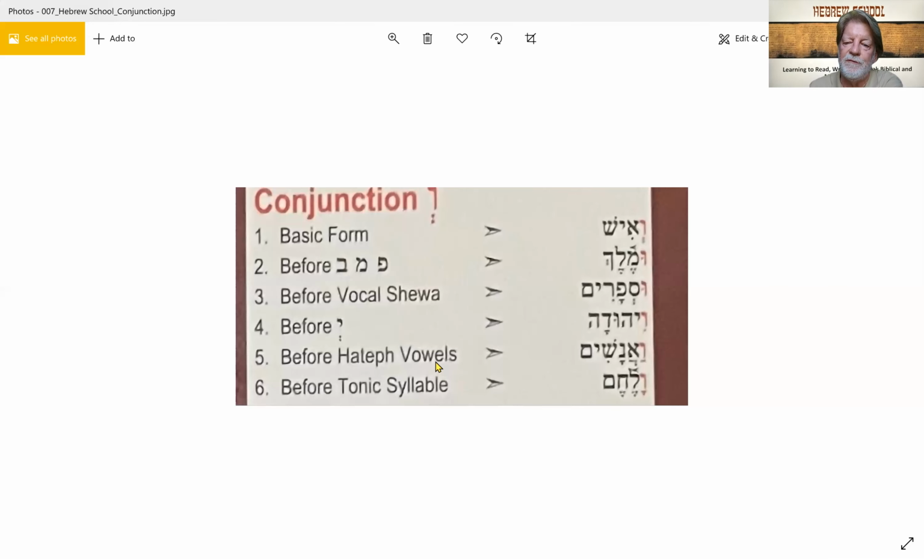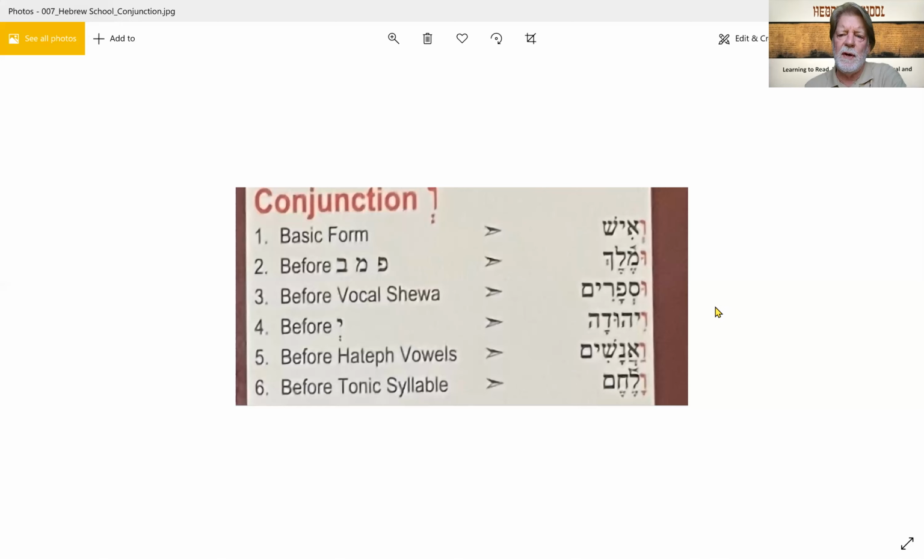Before Hatef vowels, which I think are these kind of combination vowels of a shva and either a patach or a kametz or even a segol, like we have here, then the shva underneath the vav turns into a patach. And before a tonic syllable, which I don't really know exactly what a tonic syllable is, but an example is the double segol in the word lechem, which is the Hebrew word for bread. So if you wanted to say "and bread," it would be va with a kametz, lechem, va lechem. By the way, anashim here is the plural of ish. If ish is man, then anashim would be men.